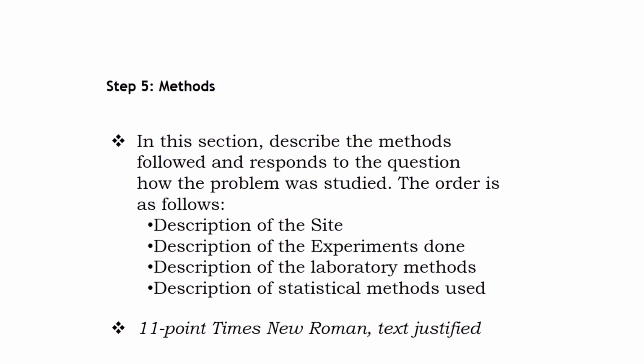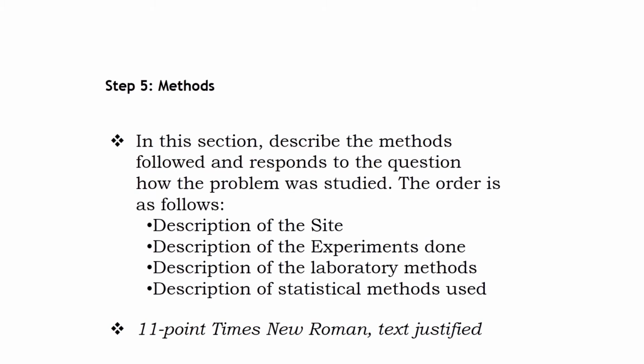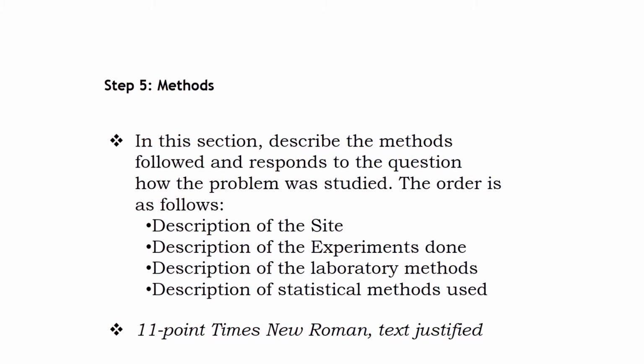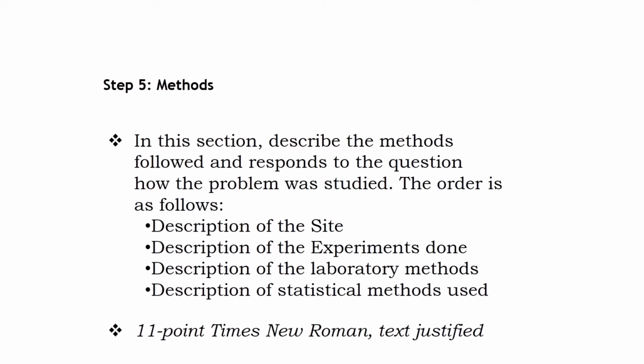Step 5. Methods. In this section describe the methods followed and respond to the question: how was the problem studied? The order is as follows. Description of the site. Description of the experiments done. Description of the laboratory methods. Description of statistical methods used. Style and font description. 11 point, Times New Roman, text justified.